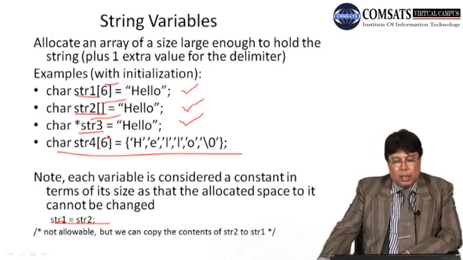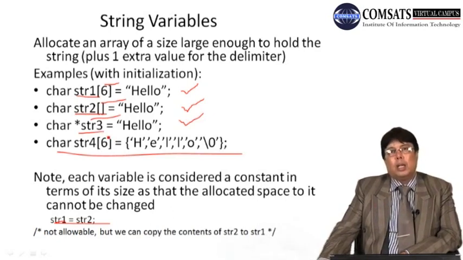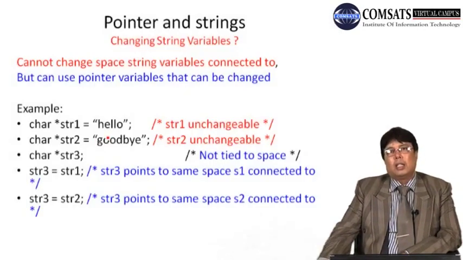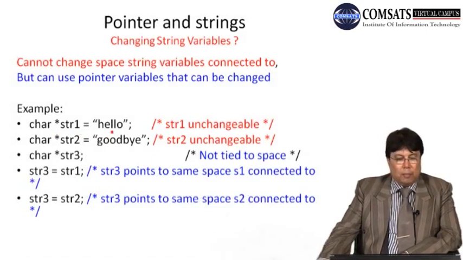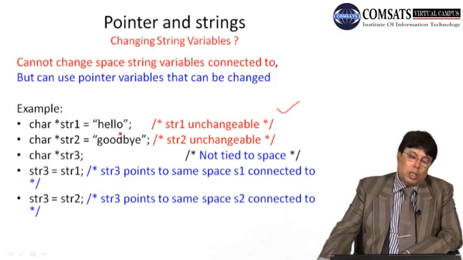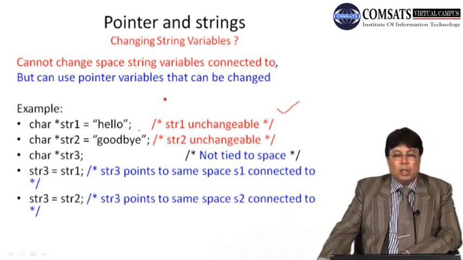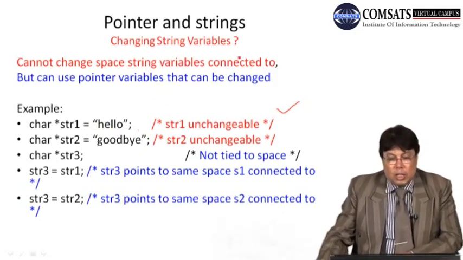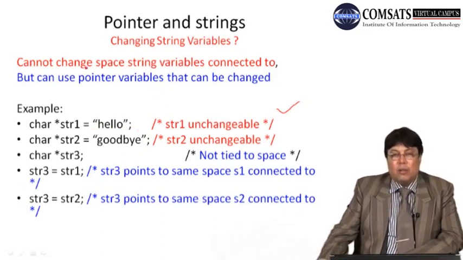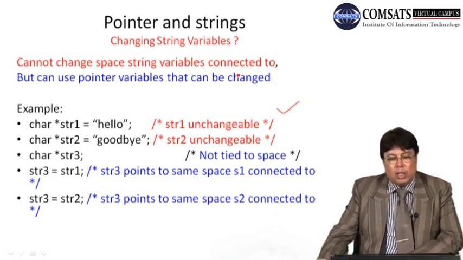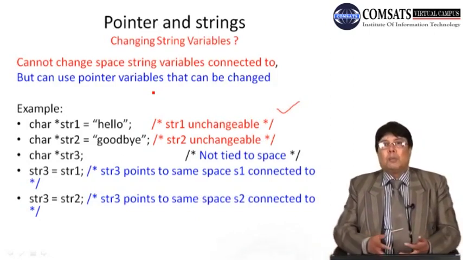Whereas string 3 is a pointer. Yes, this pointer can receive any value. So let us see. If we say string 1 is equal to hello, string 2 is equal to goodbye, string 1 should remain unchanged because it corresponds to a space that has been allocated. This is very important. Can we change the string variables? We cannot change string variables connected to a particular space.